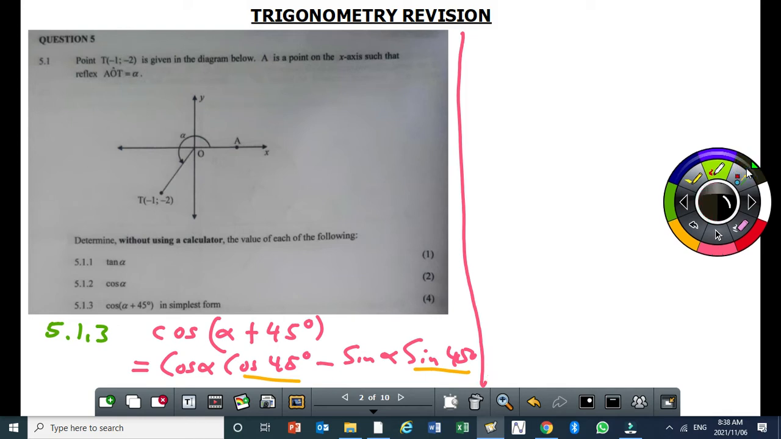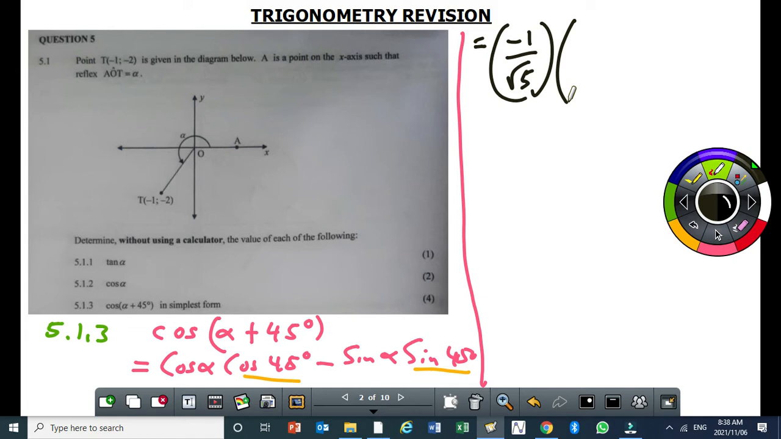So cos alpha, I know that cos alpha is equal to x over r. So when there is cos alpha there, I'll put x, which is -1 over square root of 5. Then I'll put that in brackets. Alright? Then I know that cos 45 is 1 over square root of 2. Please, cos 45 is not equal to 2 over 2.